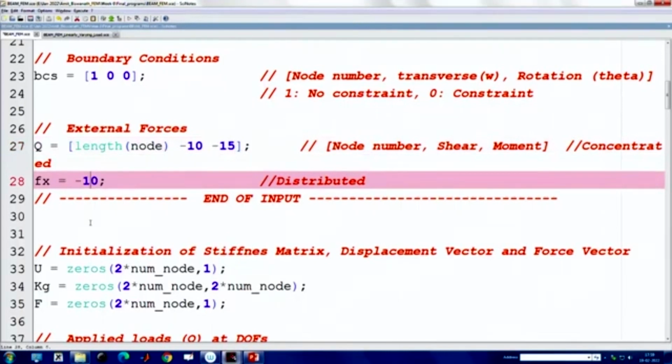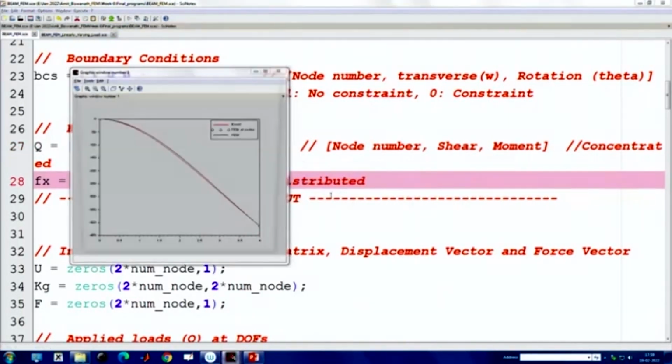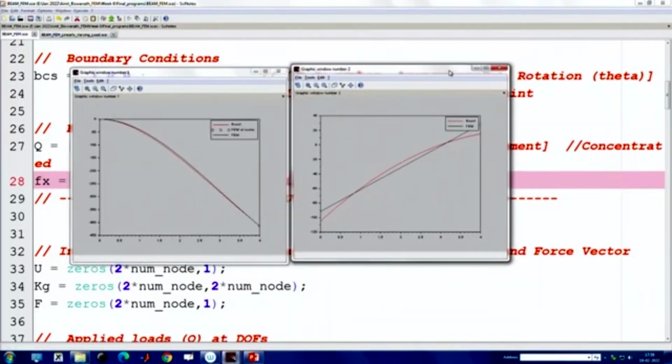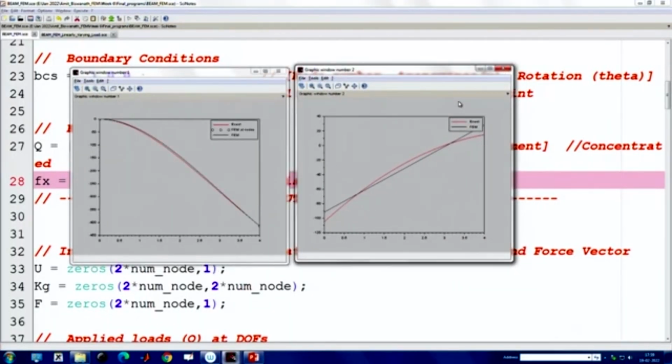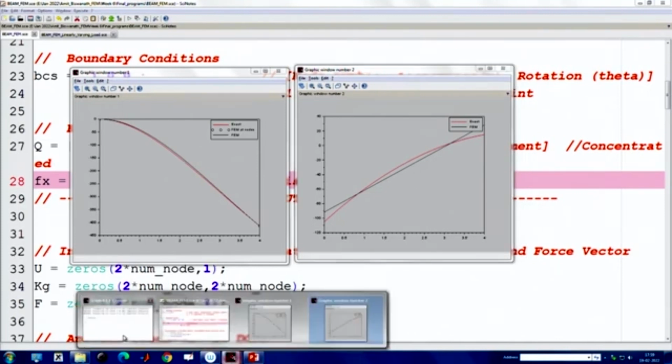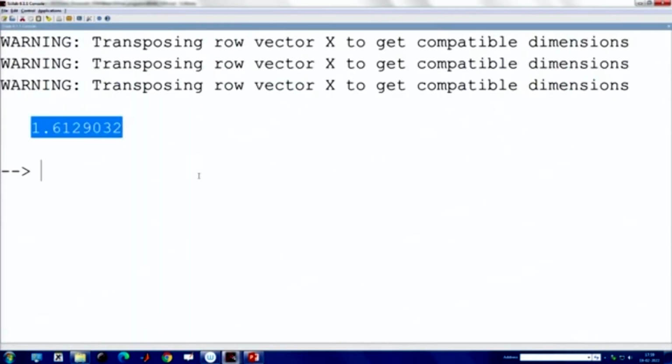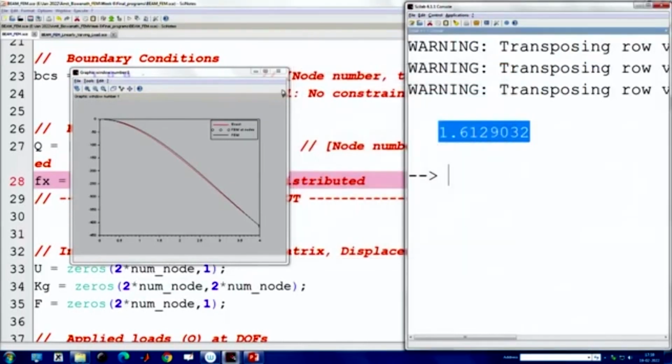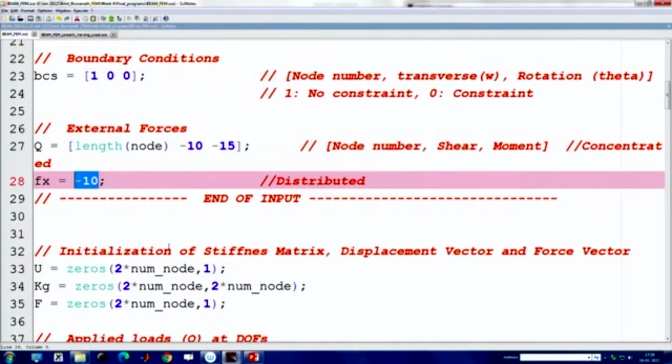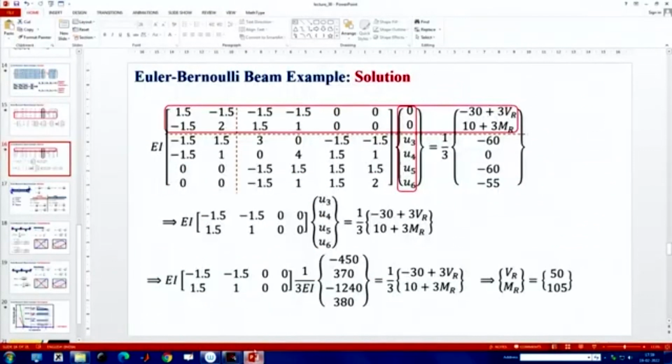Now, next we add the distributed load as well, and then check. So, as soon as I add this distributed force, the results deviate. Okay, we see there is a deviation in the bending moment. If we see, the error is 1.6%. It is in percent. Okay. Why? What is happening if we add this distributed force? Now let us see that.